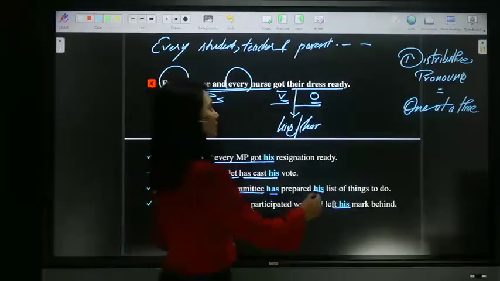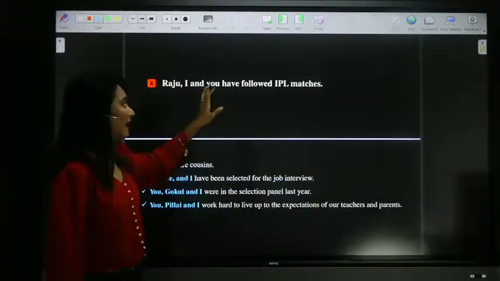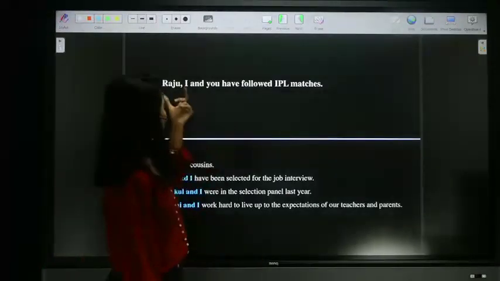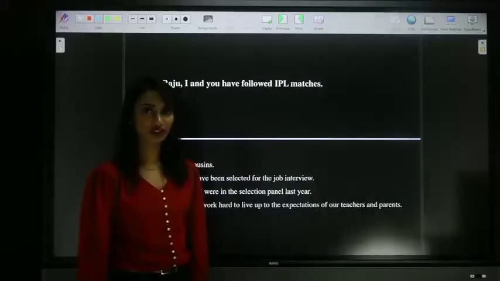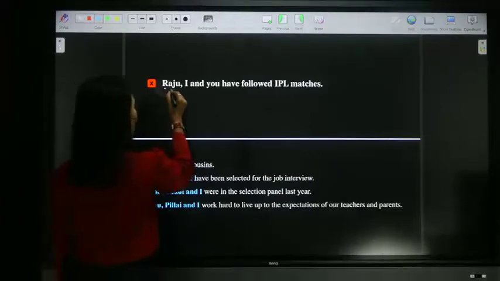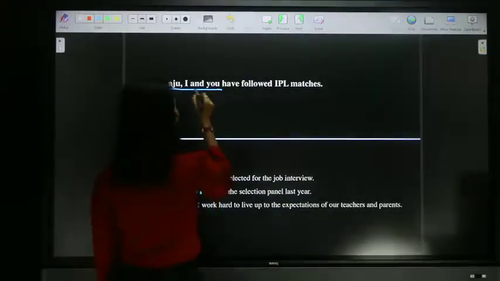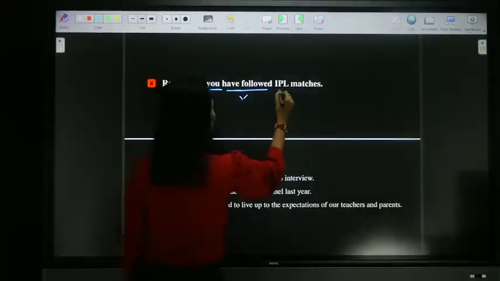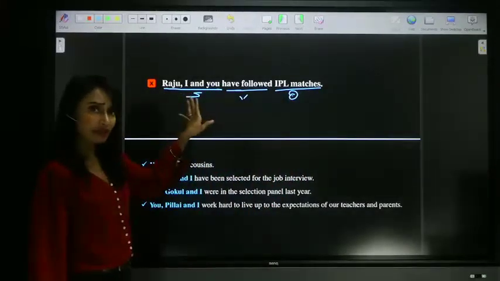Now let's see the next one. Raju, I and you have followed IPL matches. So what is the error in this sentence? Now let us identify the subject. Raju, I and you, right? That is subject. Have followed is verb. IPL matches is object. Now, what is the error in this sentence?